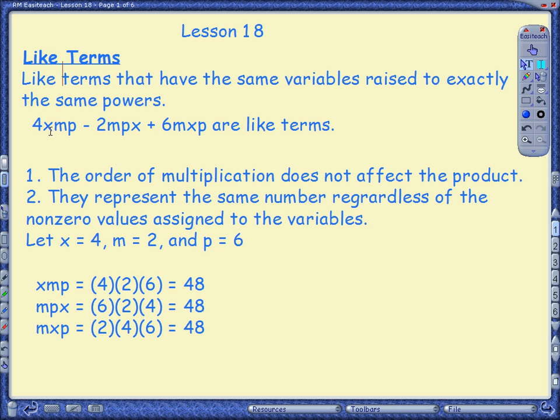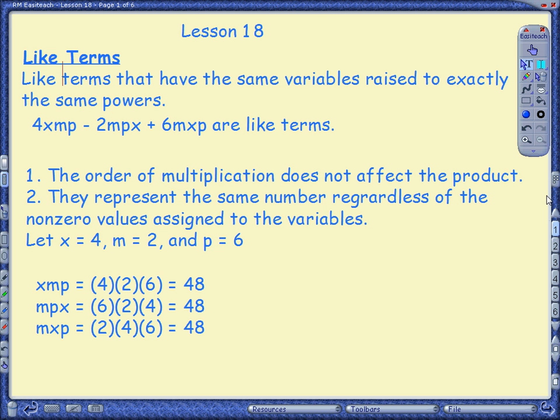All three of them have x to the first, m to the first, and p to the first. The order of multiplication does not affect the product. They represent the same number regardless of the non-zero values assigned to the variables.